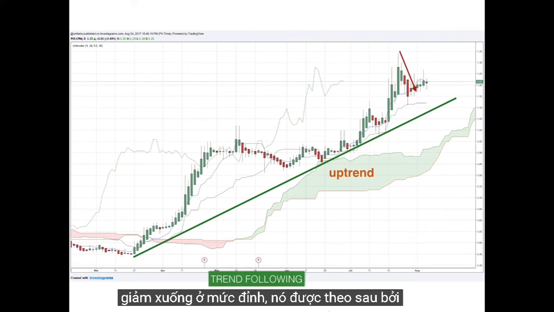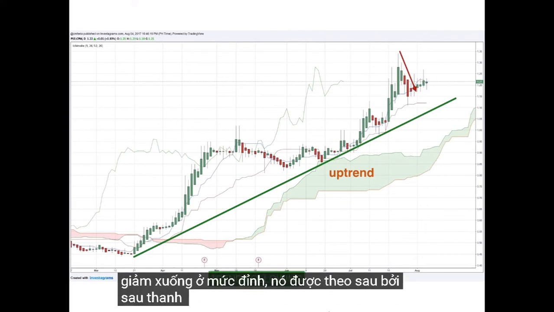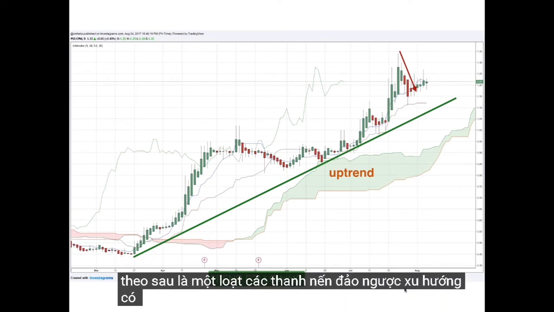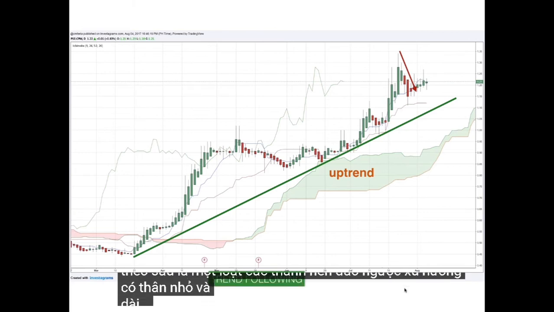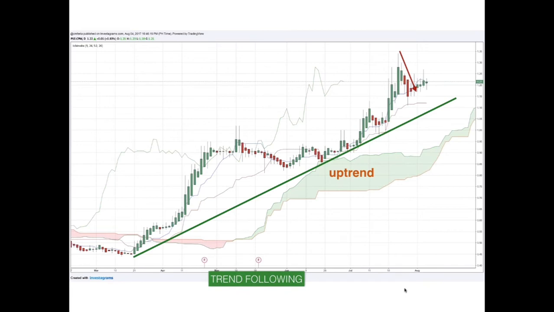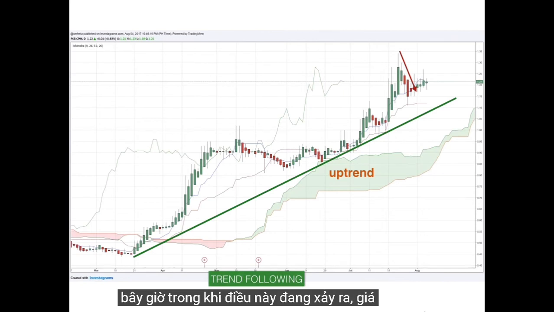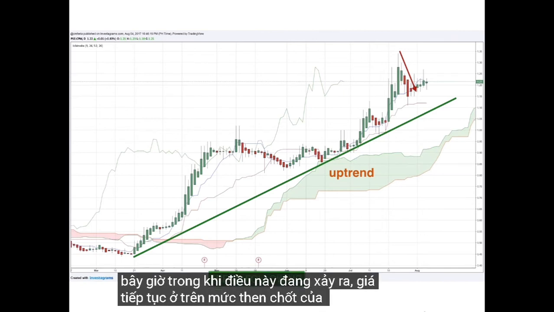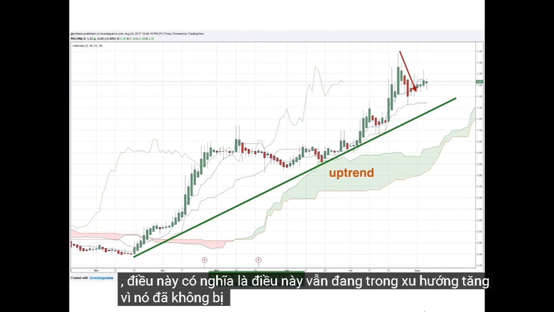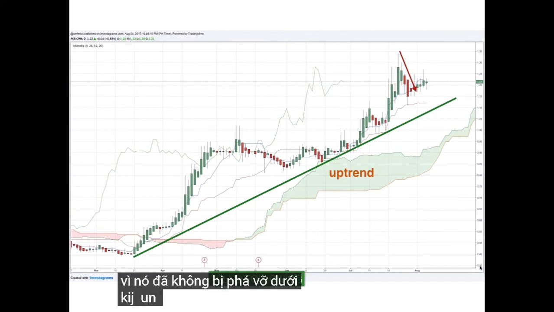After those long red candlesticks, it was followed by a series of trend reversal candlesticks which had small bodies and long upper and lower wicks. Now, while this was happening, the price continued to stay above the Kijun Sen, which means this is still on an uptrend because it had not broken below the Kijun Sen line yet.